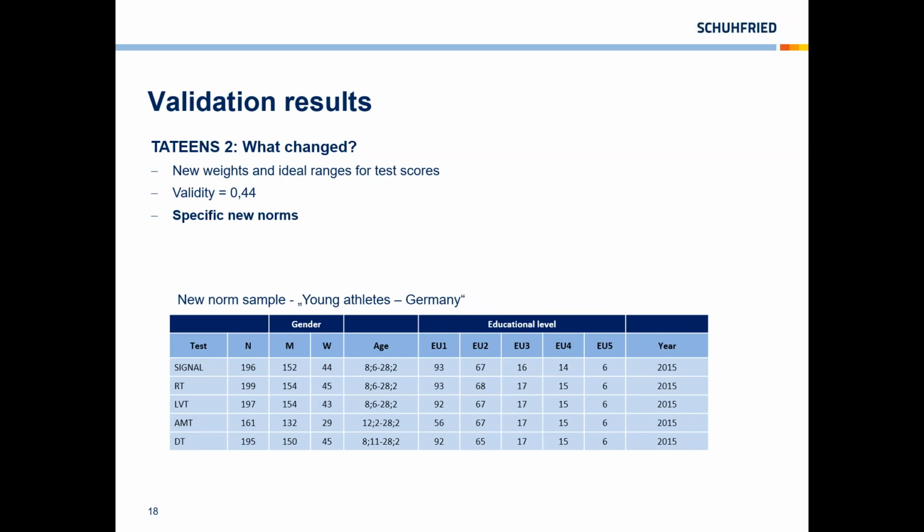And of course, we did the validation in a study, so we have a norm sample. So we have now specific and new norms for sports, which is called the new norm sample young athletes. So these are really talented youngsters that took part in the validation study, and these are now available as a norm sample here.